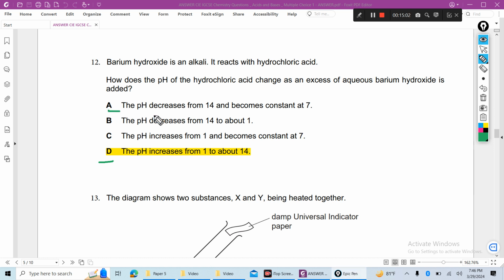A. Why wrong? The pH decreases. No, as alkali is added, pH increases. pH decreases, this is also wrong. pH increases from 1 and becomes constant at 7? No. It would be constant at 7 if only a neutralization reaction happened, but you are adding excess barium hydroxide. So the full solution will be alkaline.